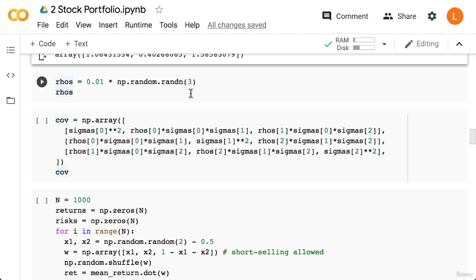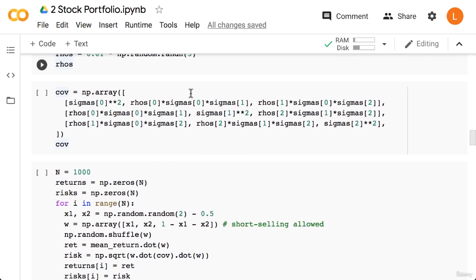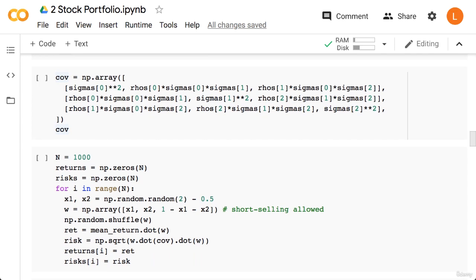Notice we have 3 values. This is because we have the correlation between asset 0 and asset 1, asset 0 and asset 2, and asset 1 and asset 2. Next, we combine the sigmas and the rows to generate the covariance. You might want to look at your notes to verify that what I've done is correct.